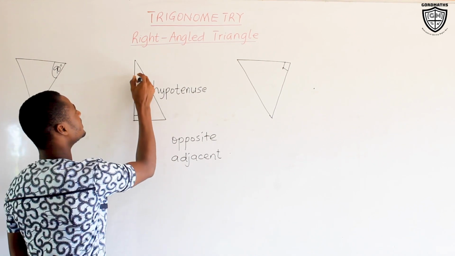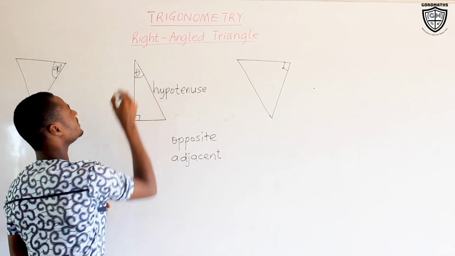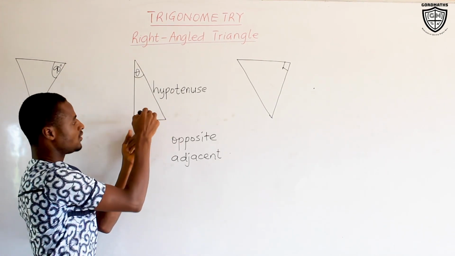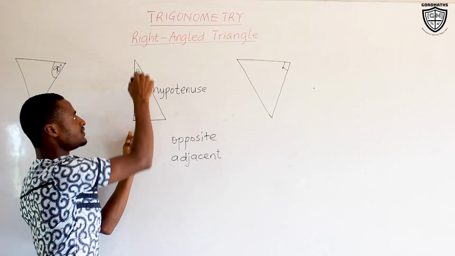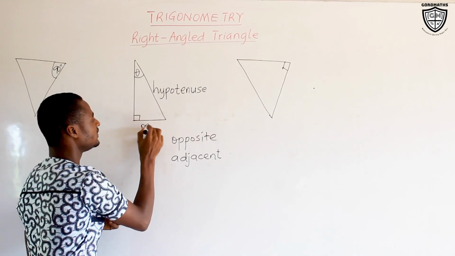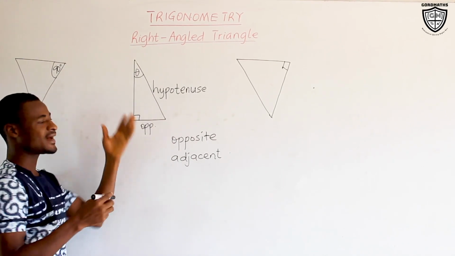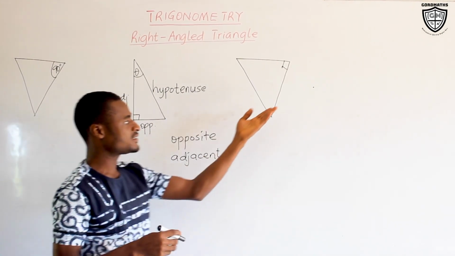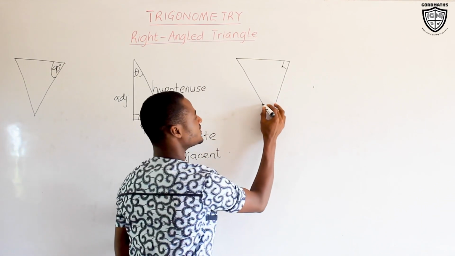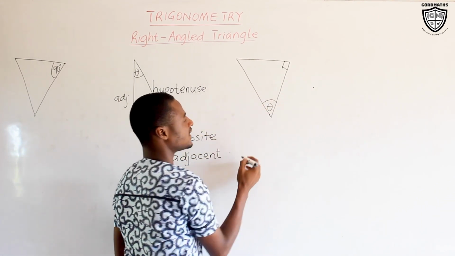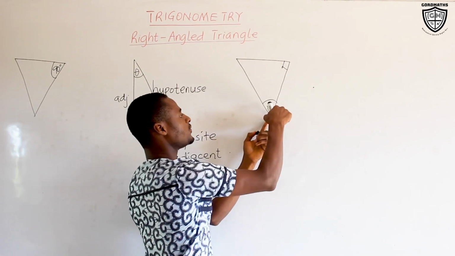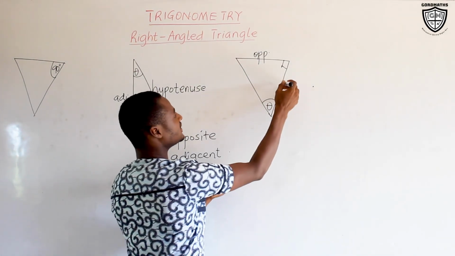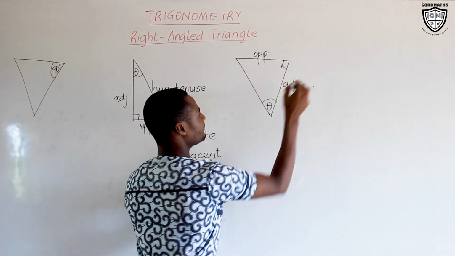So suppose in this triangle we have an angle theta here, then the side that faces this angle theta, or is directly opposite to this angle theta, is what we call the opposite, and then the other side is called adjacent. Now in the next triangle, if we decide to represent this angle by theta, then the side that is opposite to theta is called the opposite, and the other side is called adjacent.